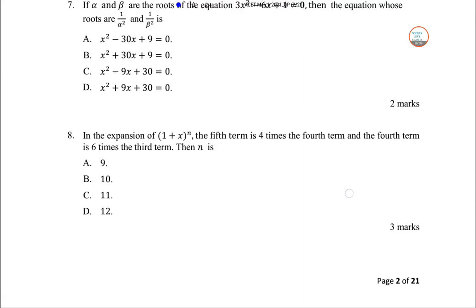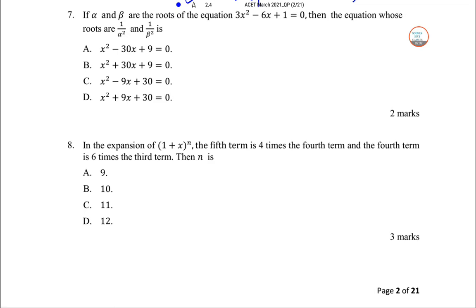Now we move forward to the next one, that is question number 7. In 7 we have alpha and beta, the roots of the equation 3x square minus 6x plus 1. The equation whose roots are 1 by alpha square and 1 by beta square, if they have given it that way. So alpha plus beta, the sum of the roots, is 2, and alpha beta, the product of the roots, is 1 by 3. So we can find these two values, 1 by alpha square and 1 by beta square.